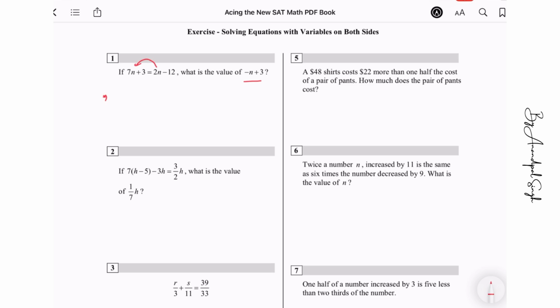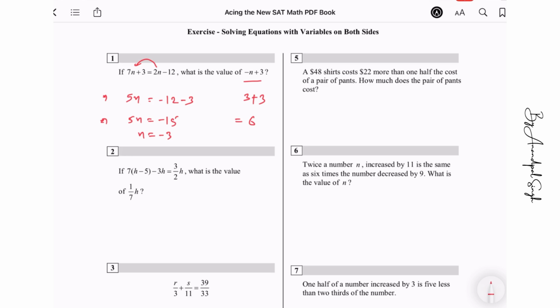When 2n is subtracted from both sides, we get 5n plus 3 equals minus 12, and subtracting 3 from both sides, we get 5n equals minus 15, means n is equal to minus 3. So minus n will be 3 and 3 plus 3 will give us 6.